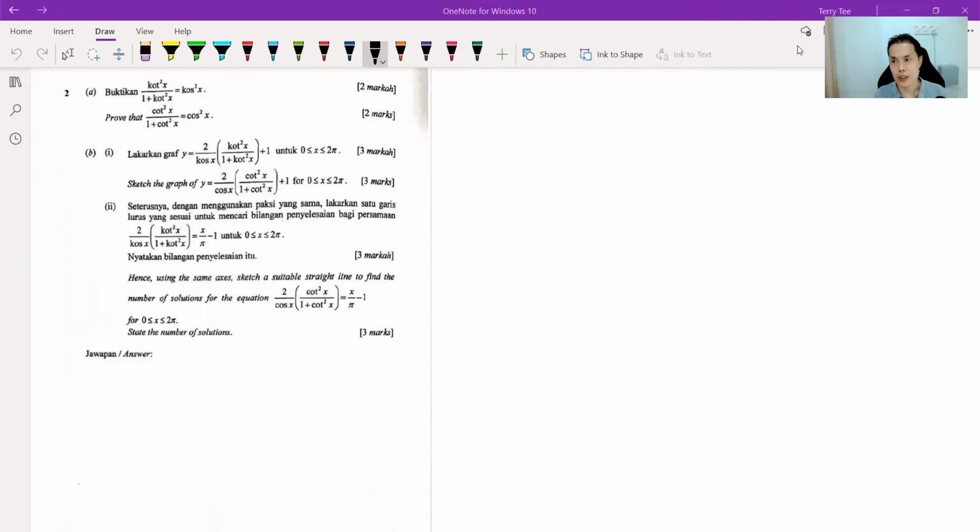Okay, let's move on to question number 2. So in this question, we have to prove a trigonometric identity for the first part and sketch a graph and find the number of solutions for the second part. Okay, so I think we'll start off with part A.